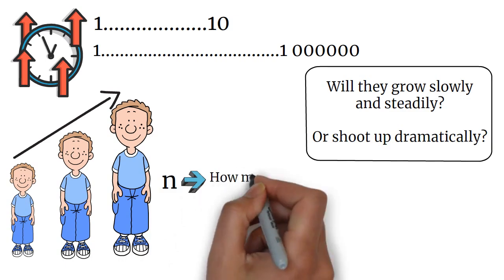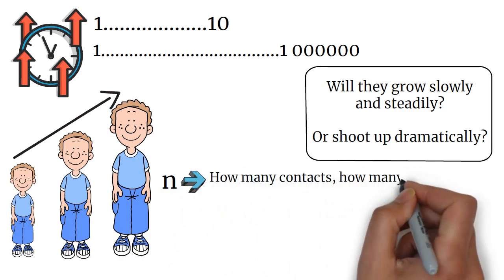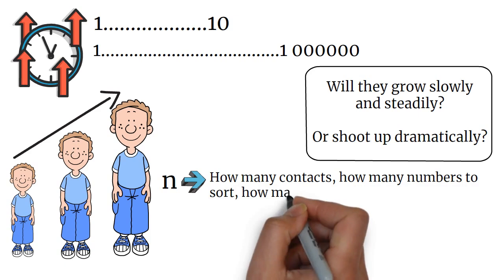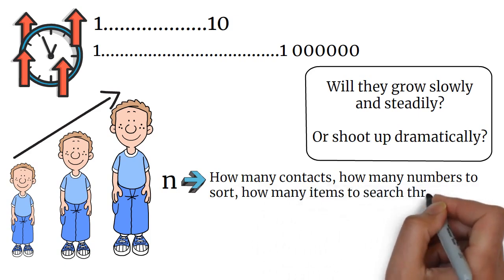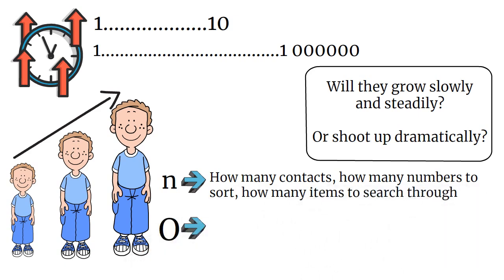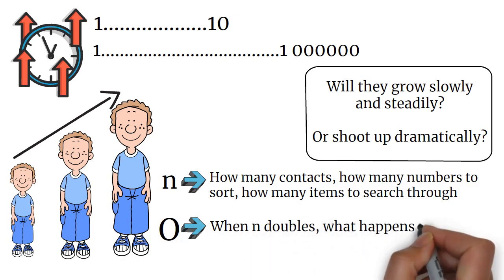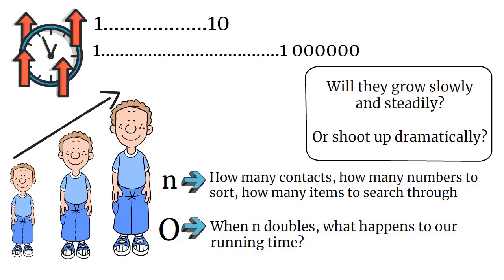We use N to represent input size. How many contacts, how many numbers to sort, how many items to search through. Big O answers the question, what happens to runtime when N doubles?